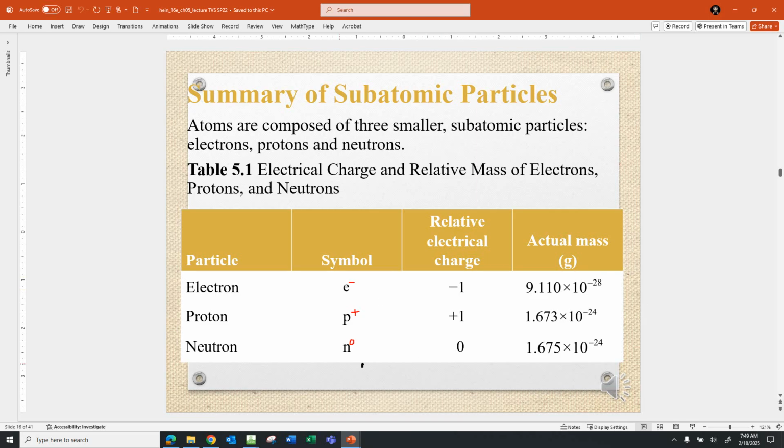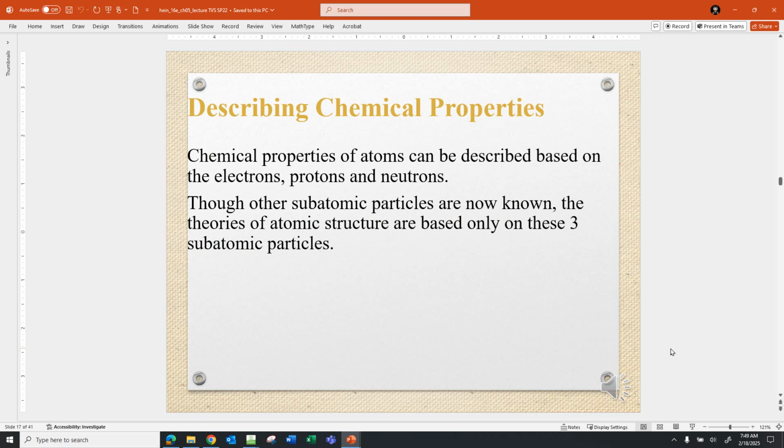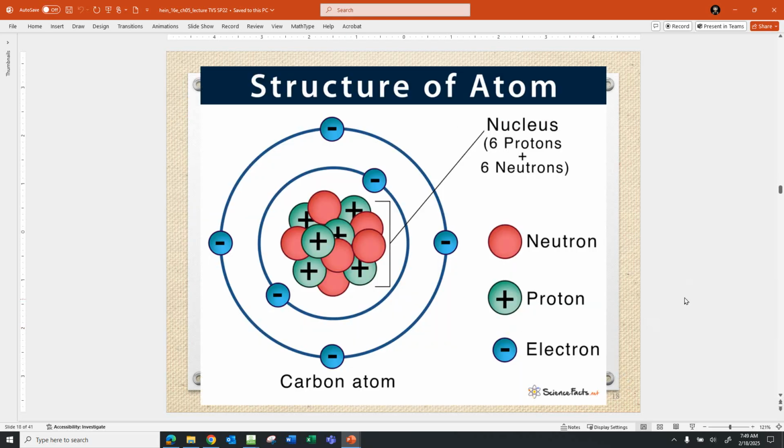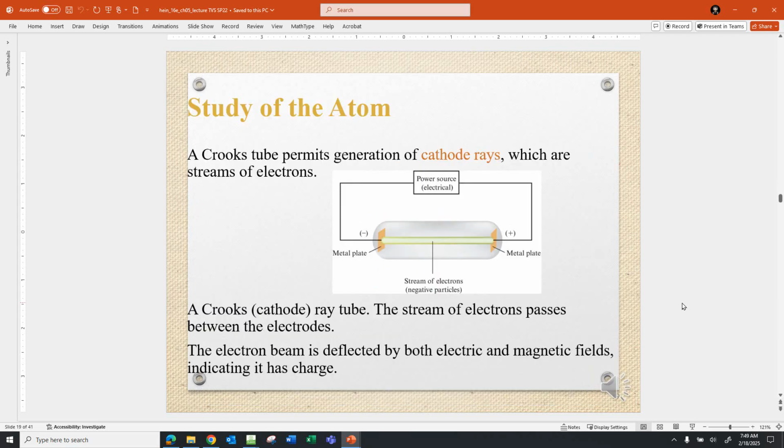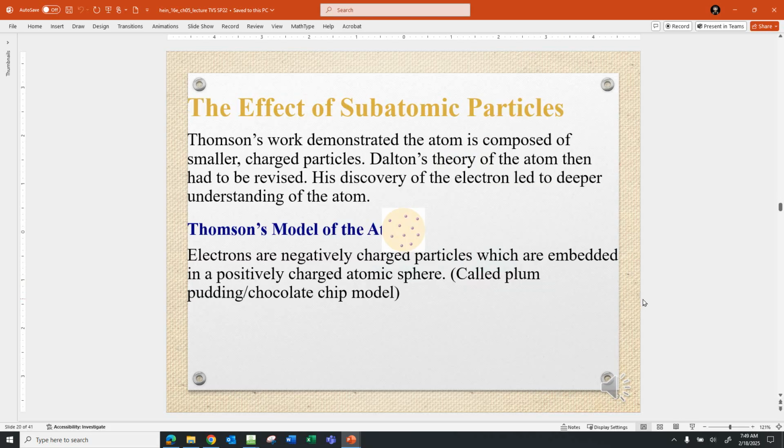All right, here's the summary table that is on your FOCC key. Chemical properties of an atom are based on their electrons, protons, and neutrons and how many they have. Here's the structure of an atom and where they're located. Here is the cathode ray tube that Thomson used. Here's Thomson's model of the atom.